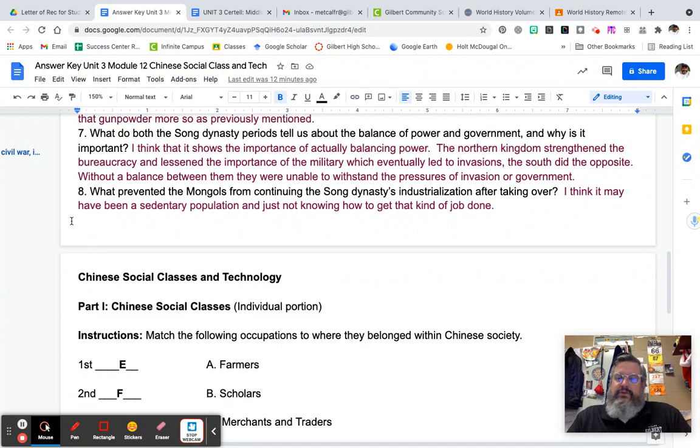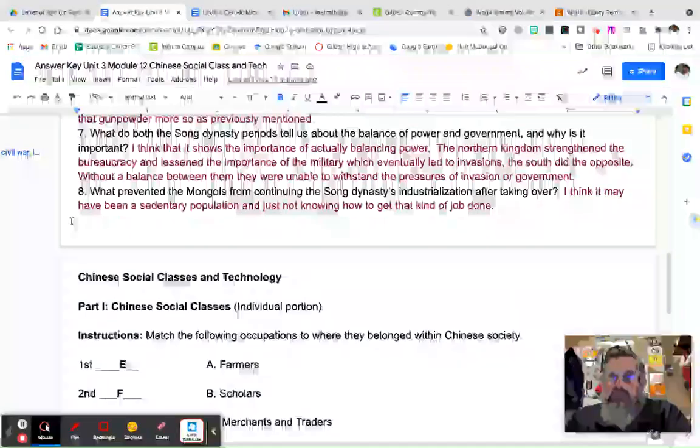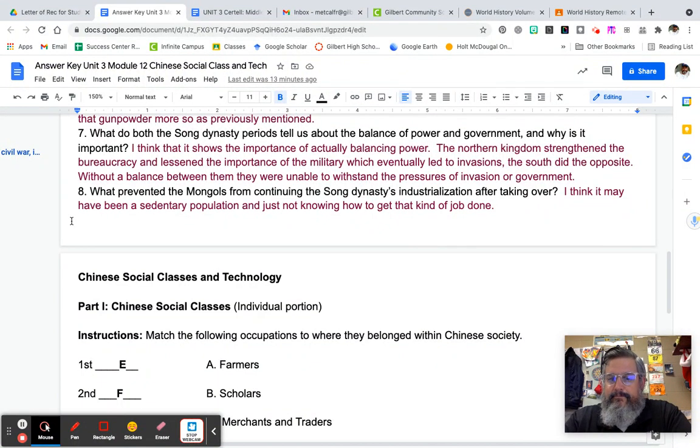So they need to first secure the area, which takes them a while to do. Their focus is going to be more on securing and conquering than on, hey, let's get these people to mine for us and do exactly what we want, right? So I think that's going to be a big thing that prevents the Mongols from continuing that industrialization.